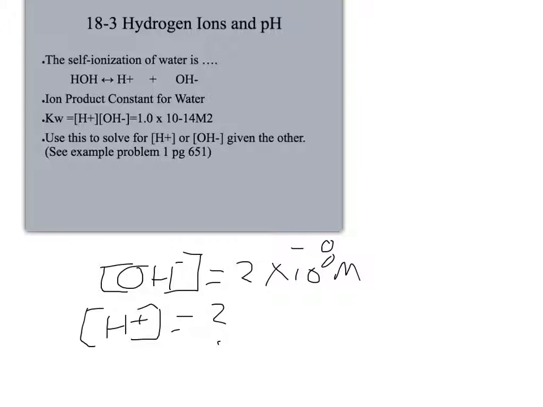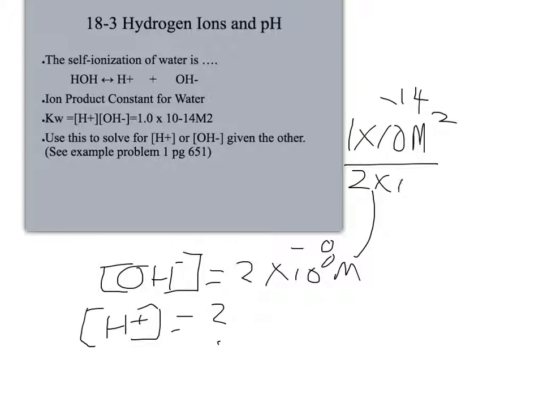So now we're going to write the equation. So we have 1 times 10 to the negative 14th molarity squared. We know the OH, so we're going to divide both sides by that, 2 times 10 to the negative 8th, and that is going to equal, when we solve for that, the H plus concentration.